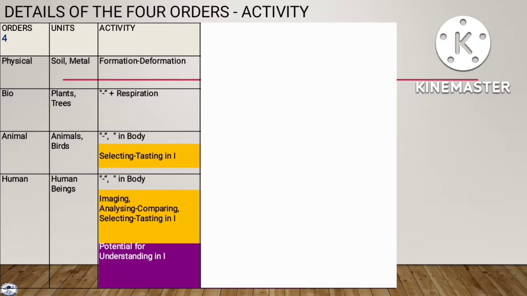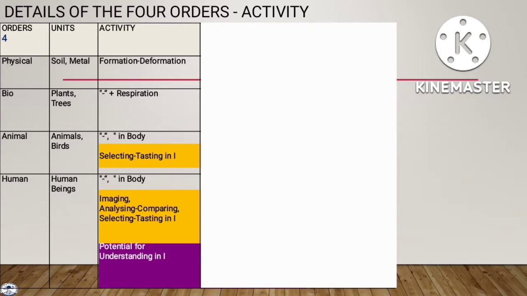Then let's know something about bio order. Bio order includes plants and trees. So grasses, creepers, whatever the variety of plants and trees are there, they come under bio order. Next, animal order. Animal order is categorized with the animals, birds, fishes, insects, etc. Finally, human order. Human order consists of human beings.